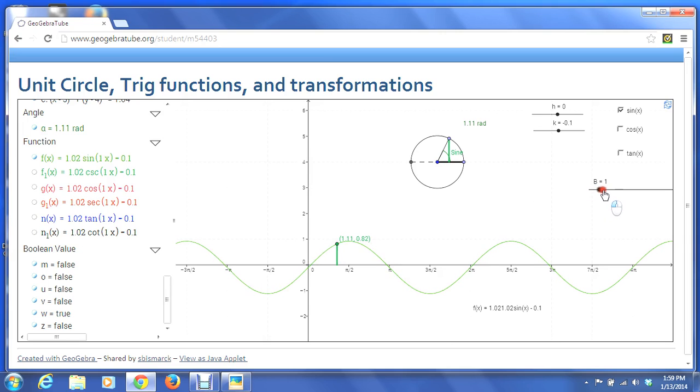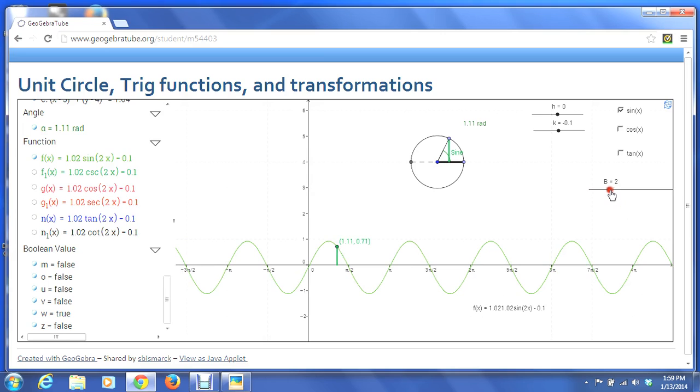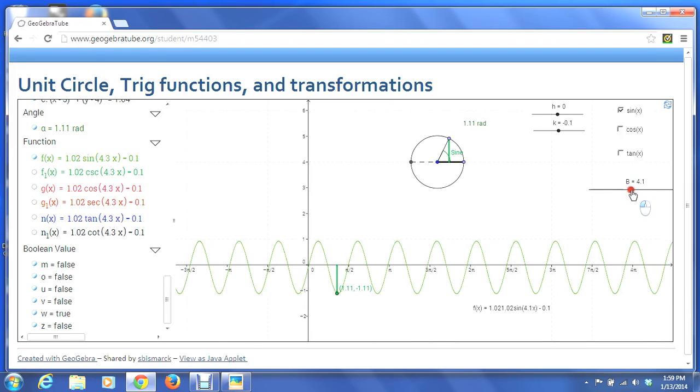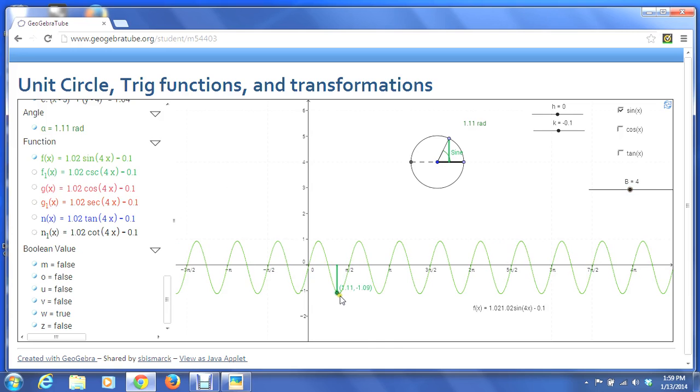And then if I make it go twice as fast by adding a 2 on the inside, twice as fast gives me 2 periods within a 2 pi distance. And if I want it to go 4 times as fast, now I can see 4 periods, 1, 2, 3, 4, within the 2 pi distance.